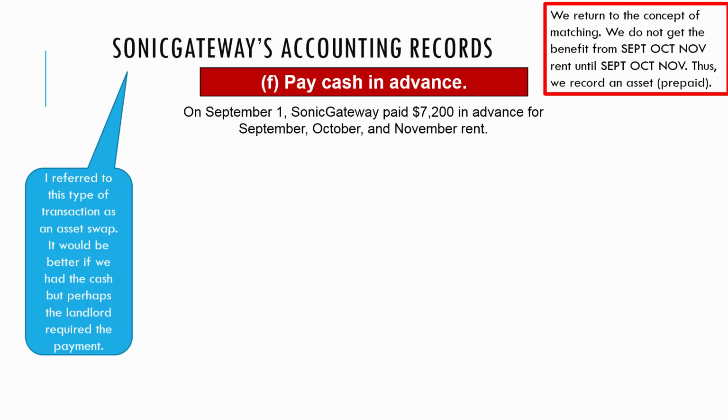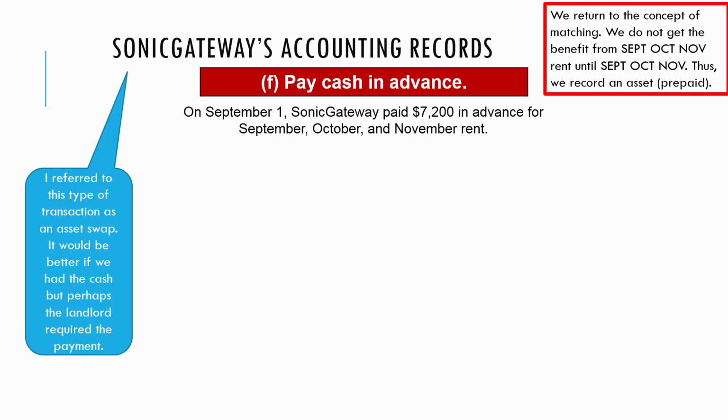On September 1st, Sonic Gateway is required to pay $7,200 in advance. They're paying for this month, September. They're also paying for October and November. Now, it would not be appropriate for us to call this expense. We cannot consider all the $7,200 as expense, because the matching rule says when we're preparing our financial statement for September, we should only have those expenses related to September on it. So September's business should have September rent in it, and October should have October's rent expense in it. November should have November's rent expense.